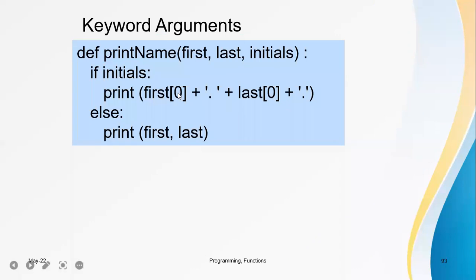first of 0. I am taking the index value from the first, that is nothing but the 0 index value, plus a dot, plus last. For example, let me take a name, maybe Abdul Kalam. Then let me take AK, Abdul Kalam, AK.